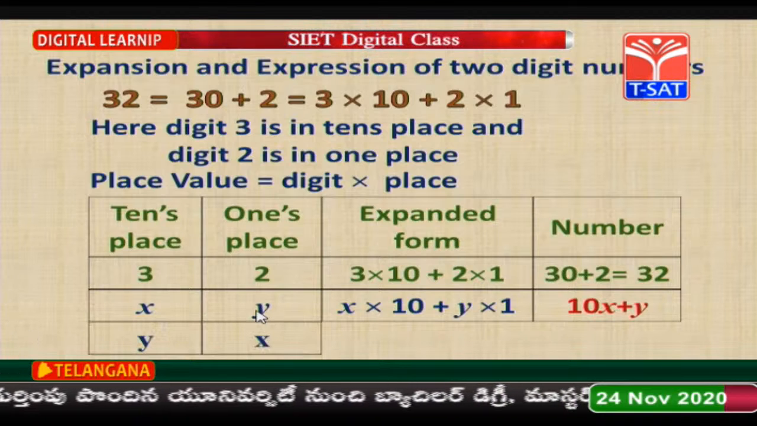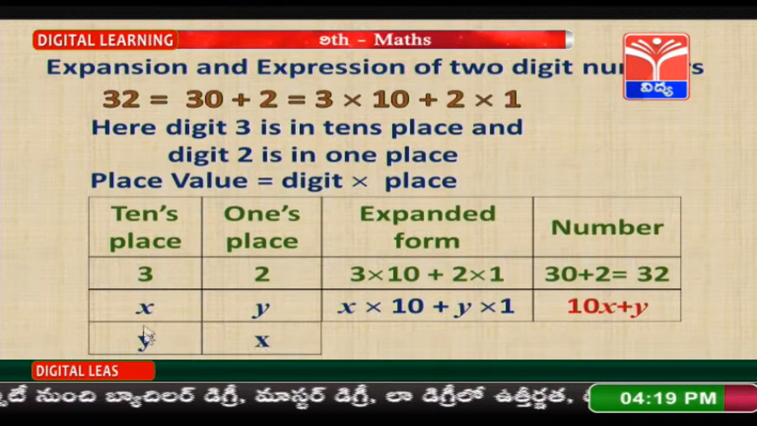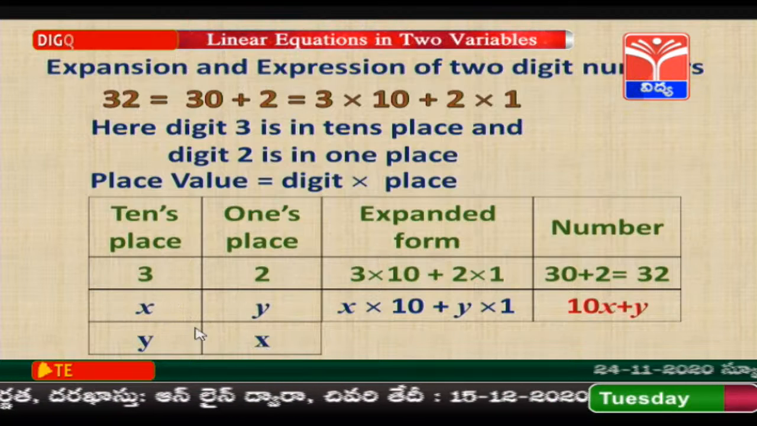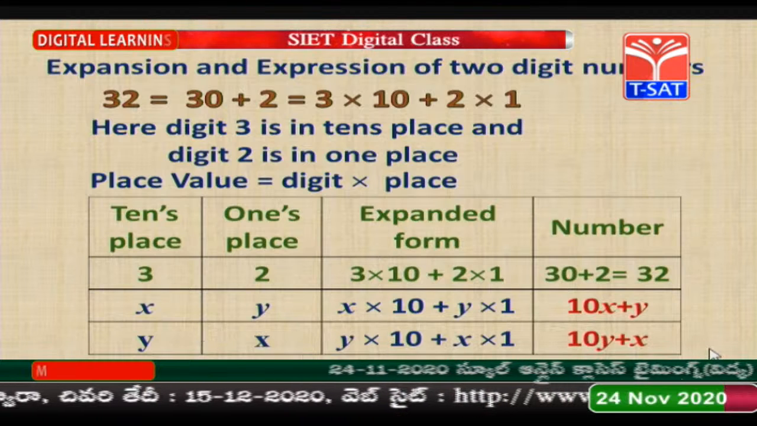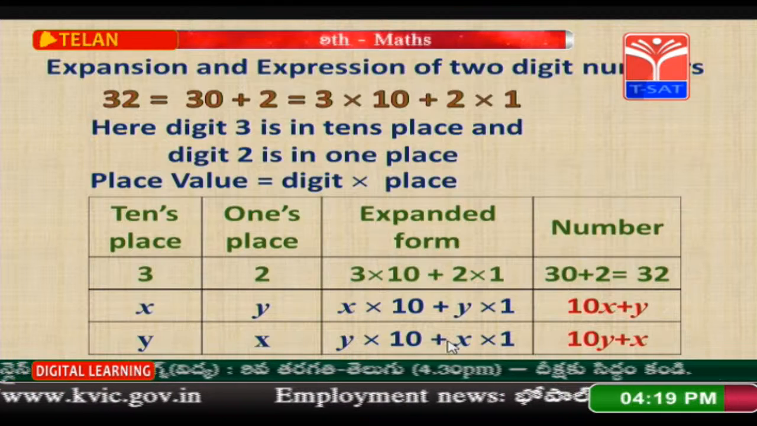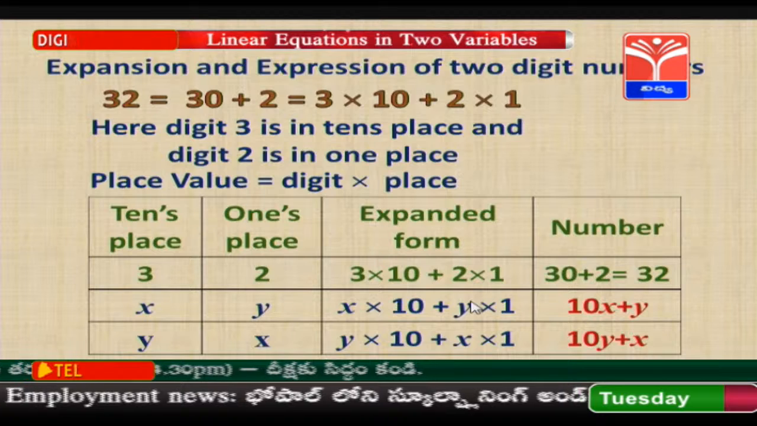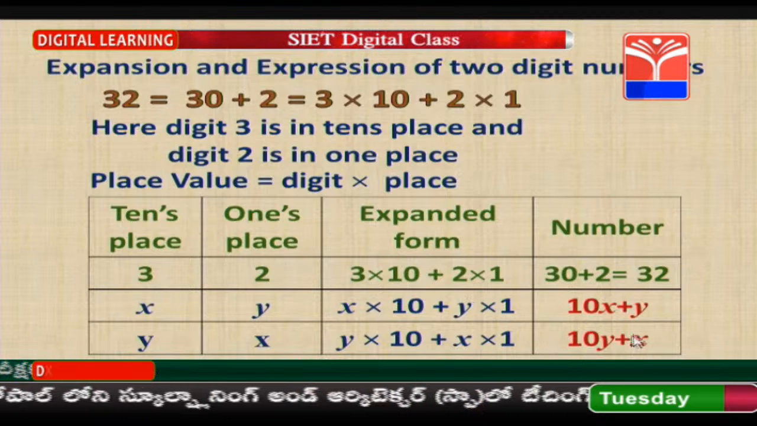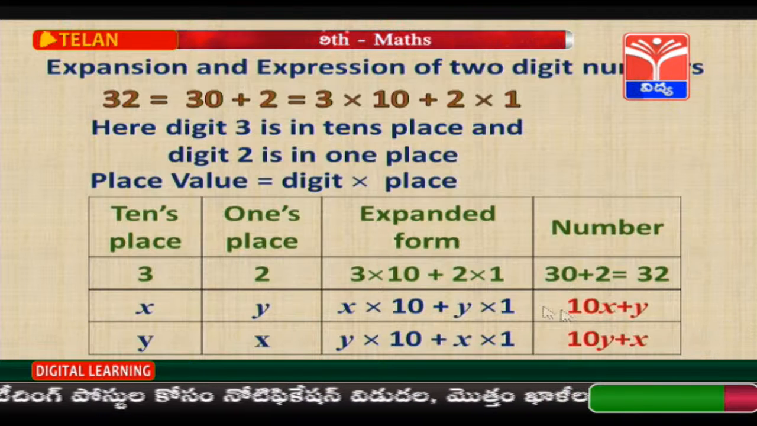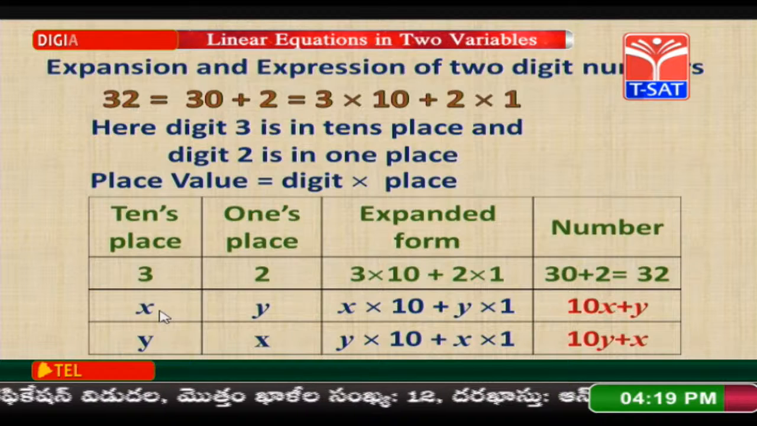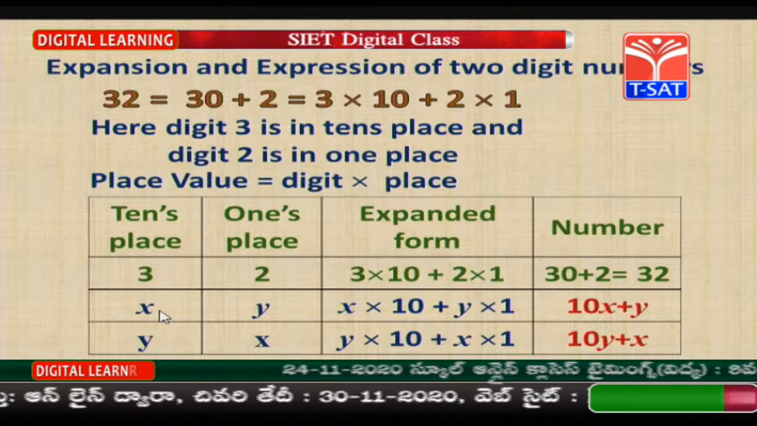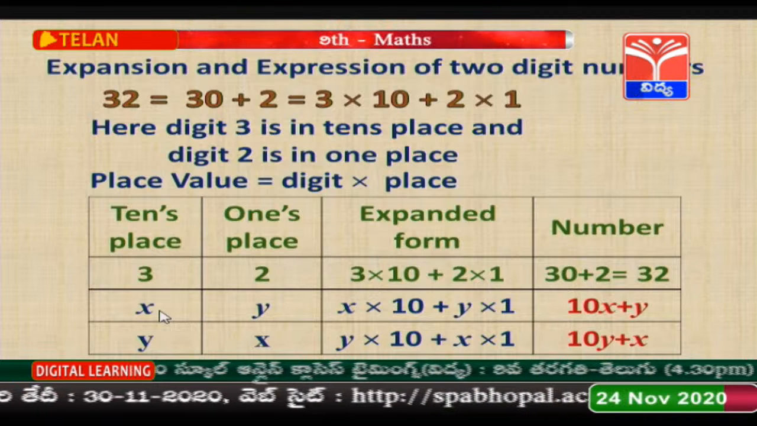If I reverse the digits, that means x becomes y and y becomes x, that means interchanging. See that the digits have interchanged. If I interchange, what happens? Instead of x, now I am multiplying with y, y into 10. Now, in place of y you have x, x into 1. So your number is going to become 10y plus x. That means, in the previous case you got 10x plus y. Now, after reversing the digits, you are getting the number as 10y plus x.